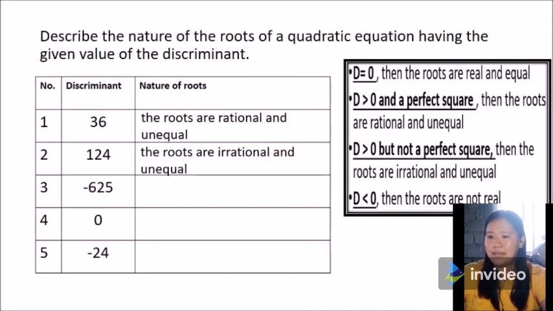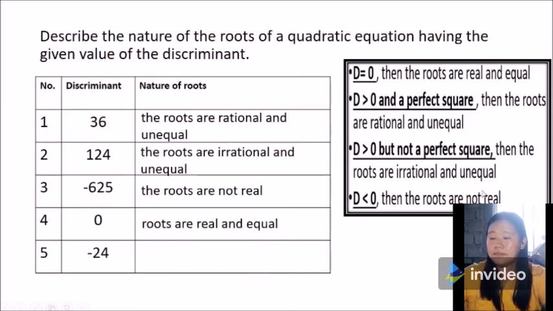Next, negative 625. Discriminant is less than 0. So, therefore, the roots are not real. Next one. What if the discriminant is 0? So, ito siya. The roots are real and equal. Next, we have negative 24. That is less than 0 again. So, therefore, the roots are not real.